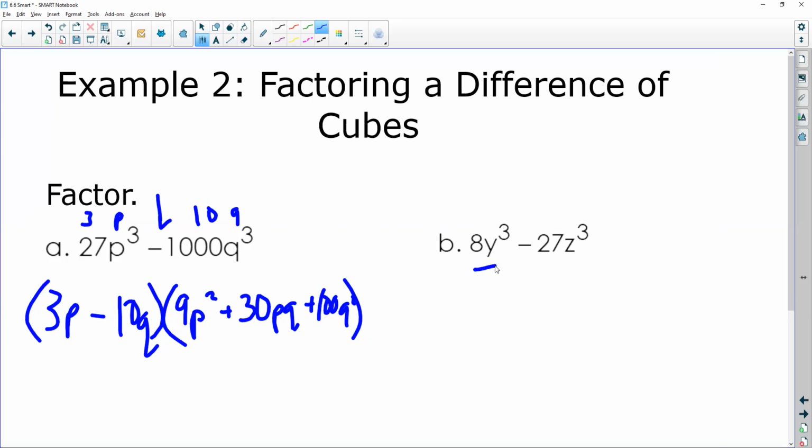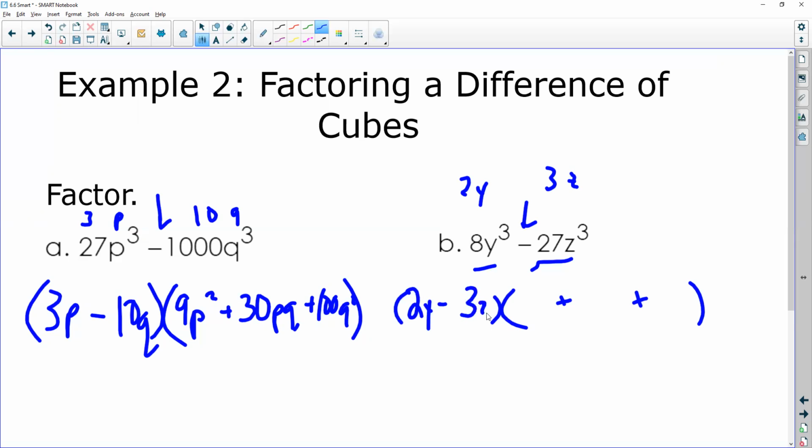Same thing in the next one. So think about what the single of the cube is, the base. It's going to be 2y and 3z. And then we just put things into place. So this is a difference. The minus sign is going to go in the binomial, and then I'm going to have pluses. So it's 2y minus 3z, and then 2y squared, which is 4y squared, 2y times 3z is 6yz.